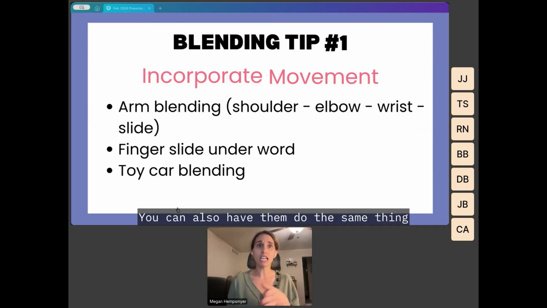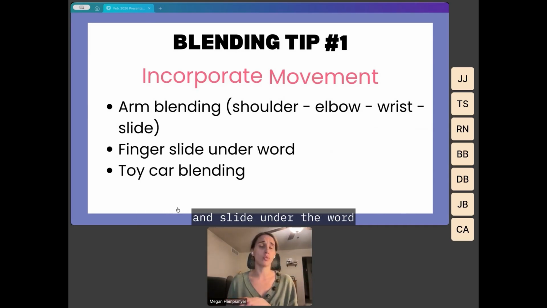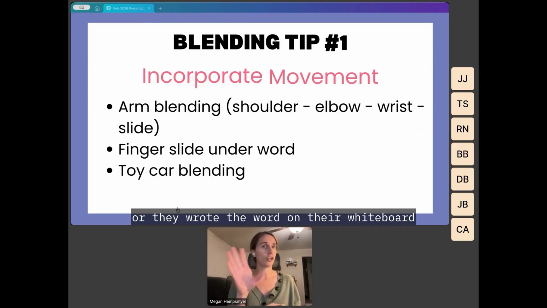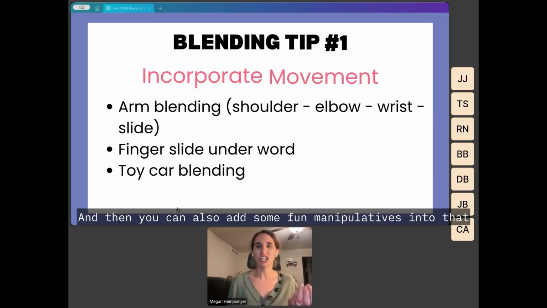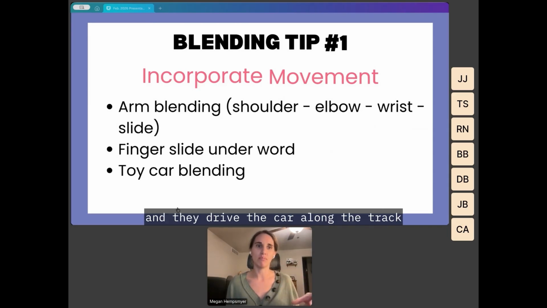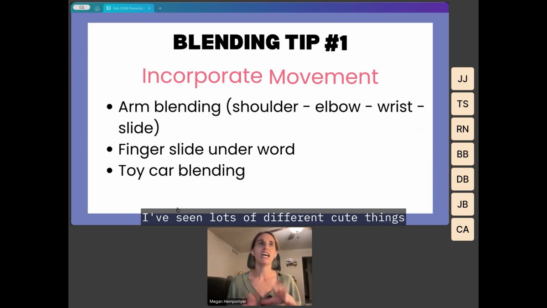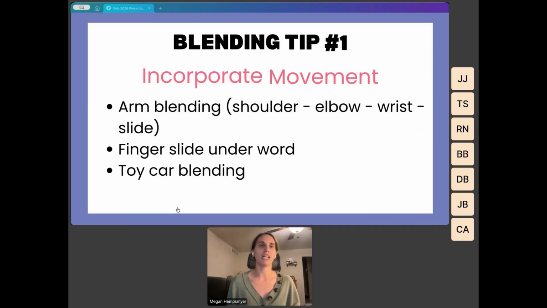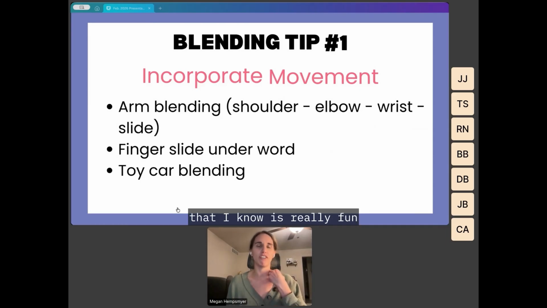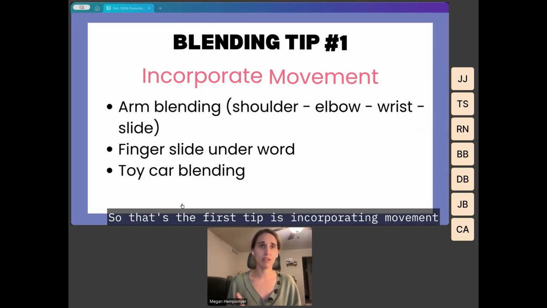You could also have them do the same thing, but use their finger and slide under the word. If they have a card in front of them or they wrote the word on their whiteboard, they can do the exact same thing and slide it along. And then you can also add some fun manipulatives. You could use a little toy car and they drive the car along the track. I've seen lots of different cute things that you can laminate for your students to use as well. But the toy car was always one that was really fun, especially for my really young students like kinder and first graders when they were first learning how to blend sounds together. So that's the first tip, incorporating movement.